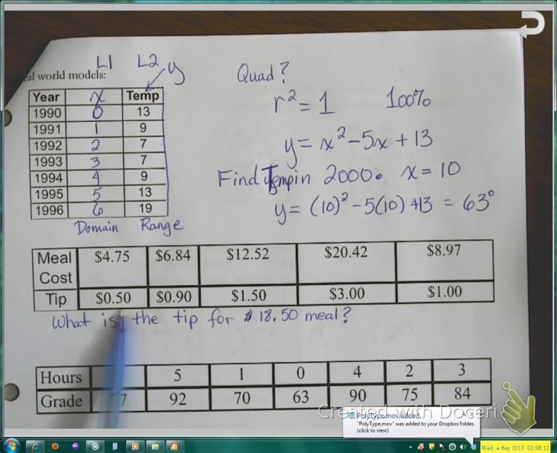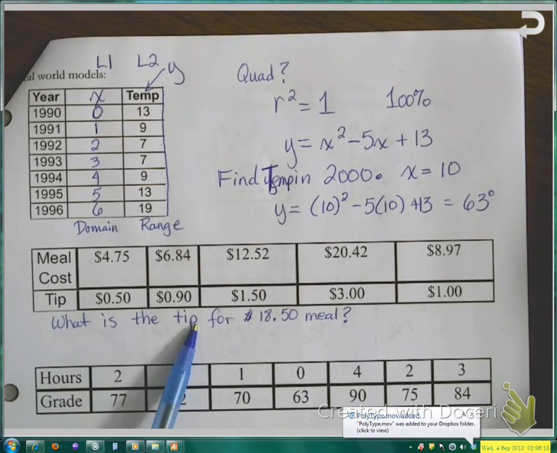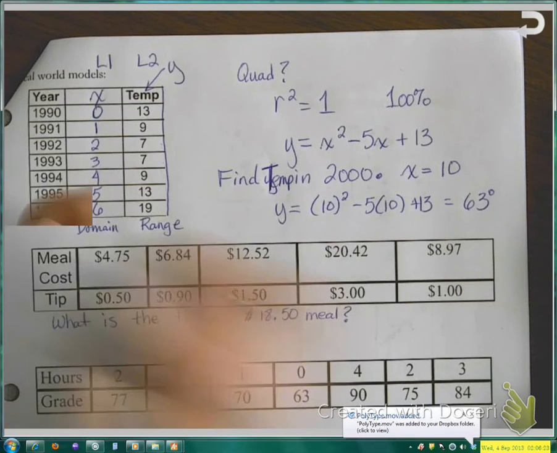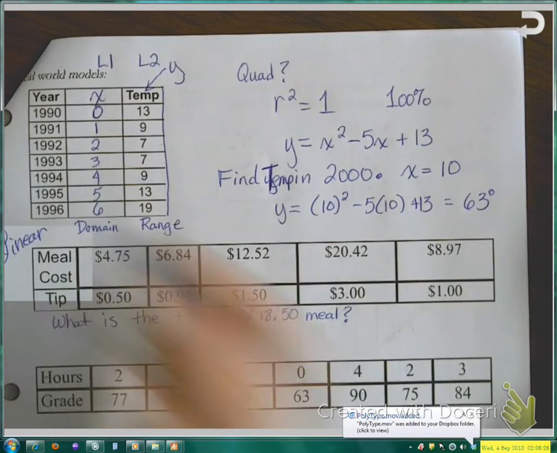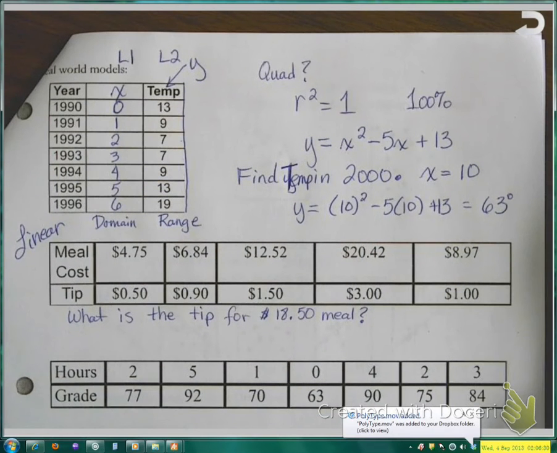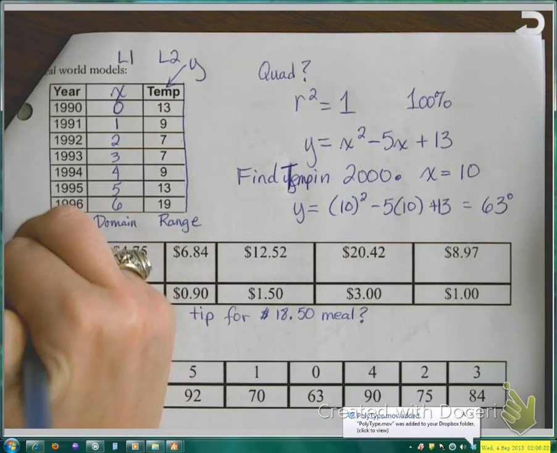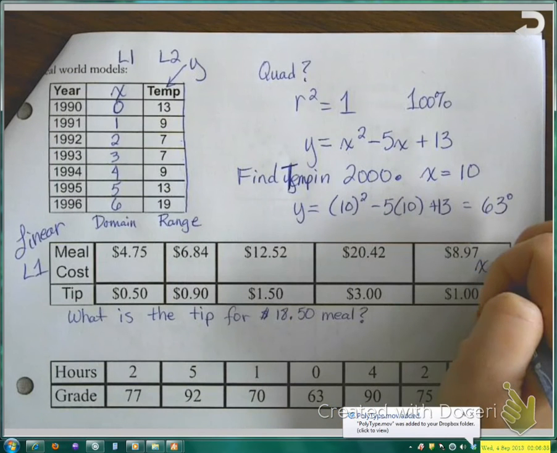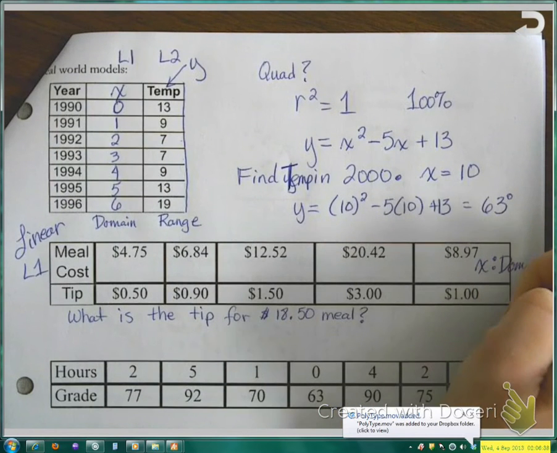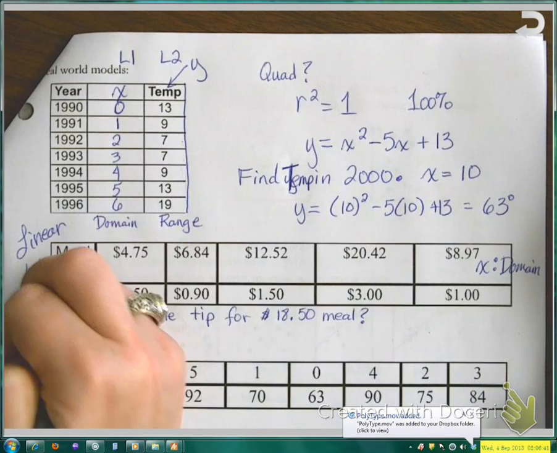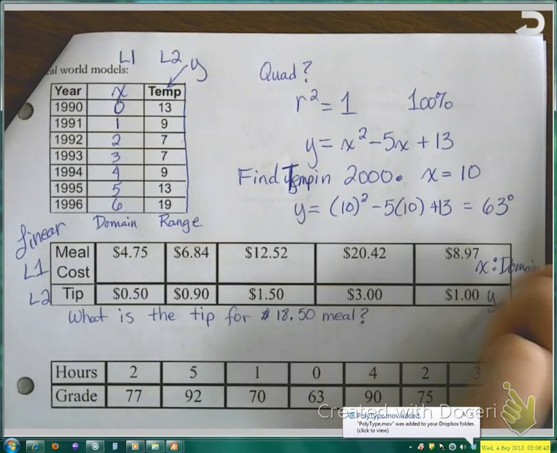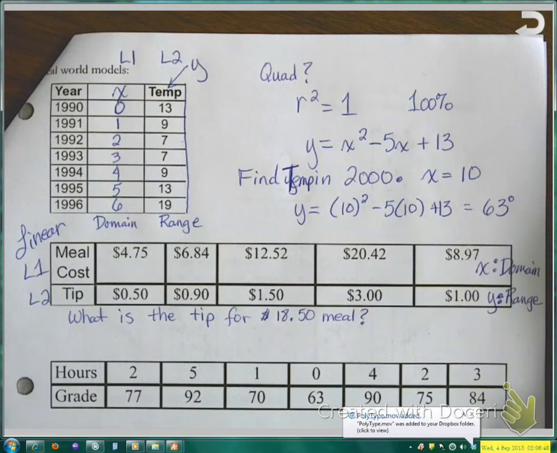Here we're estimating the tip based on the cost of the meal. You'll notice none of these values are evenly spaced. So again, we're going to do a linear on this because we haven't been given enough information and you cannot find the difference. My meal cost is my L1, which is my X, which is also my domain. My tip, my output value, would be my L2, which is my Y, or my range. So inputs versus outputs, domain versus range. Let's plug that into the calculator.